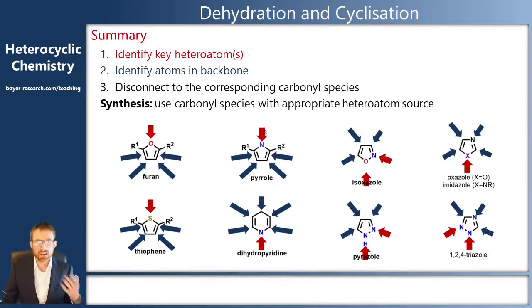What we've seen is several different reactions, all of which have the same strategy. If we want to figure out how to make a heterocycle, we can identify the key heteroatoms that we're now going to need to provide, and then what that leaves in terms of the backbone. At the end of our backbone, we're going to put carbonyls, and then we're going to do dehydration and cyclisation to synthesize it.